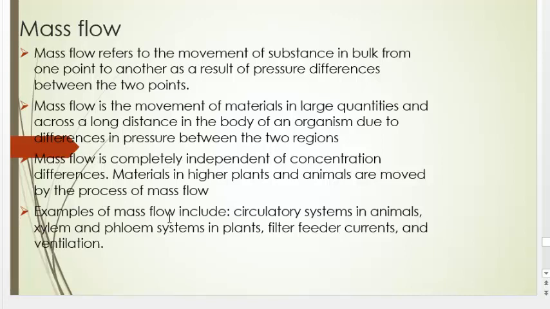Okay, so example of massive flow include circulatory system in animals. Example ni mzunguko, mfano mzunguko wa damu. Sawa? Xylem and phloem systems in plants. Let's see. And then kuna filter feeders current and the ventilation. Ventilation ni process ya movement of air.